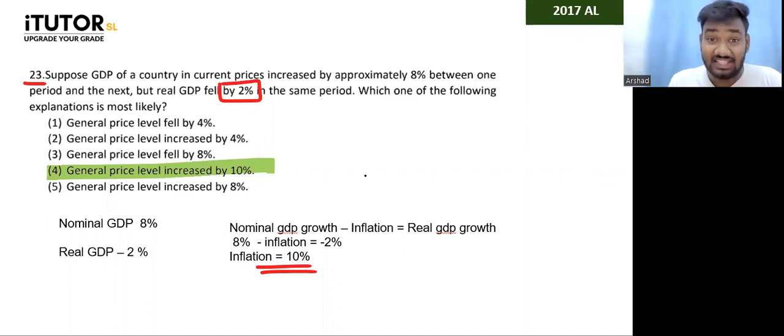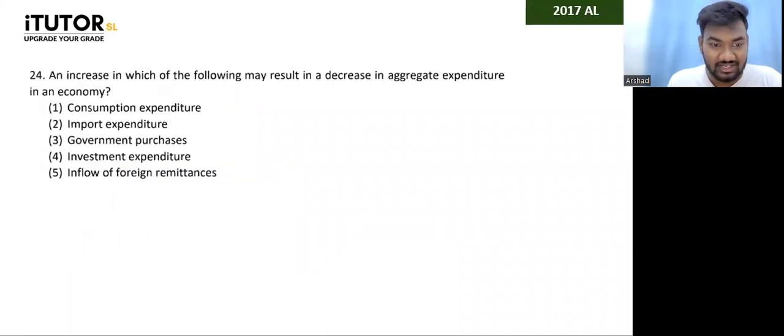Answer says 5. Does the past paper say 5? Have I switched the answers? Have I typed the answer wrong? I switched the answers here also. Somehow the answer has to be general price level increased by 10. I don't know if I switched the answers when typing, but the answer should be general price level increased by 10. Then we'll go to the last question from 2017 and we'll wrap it up from here.